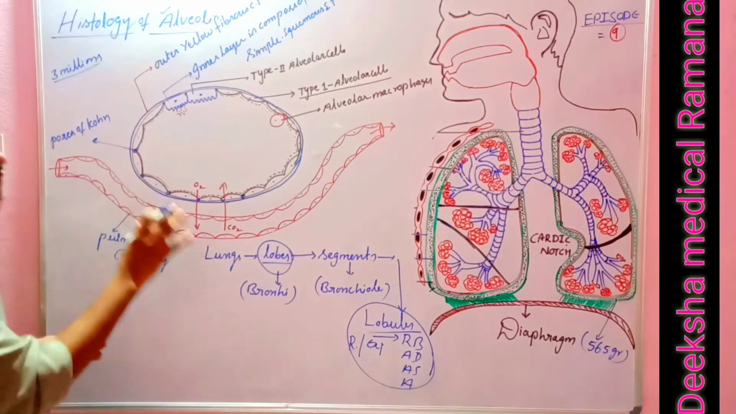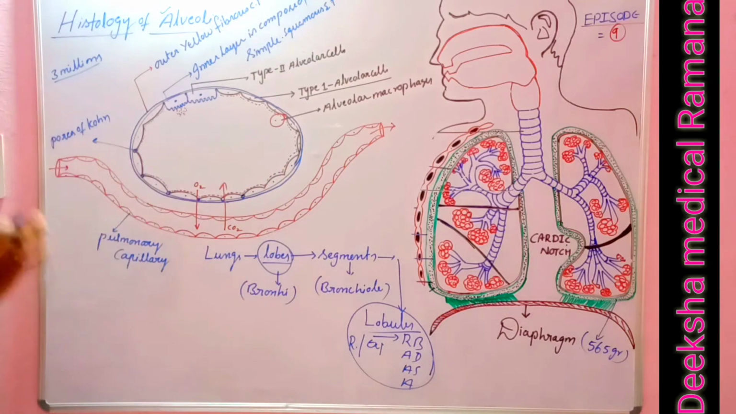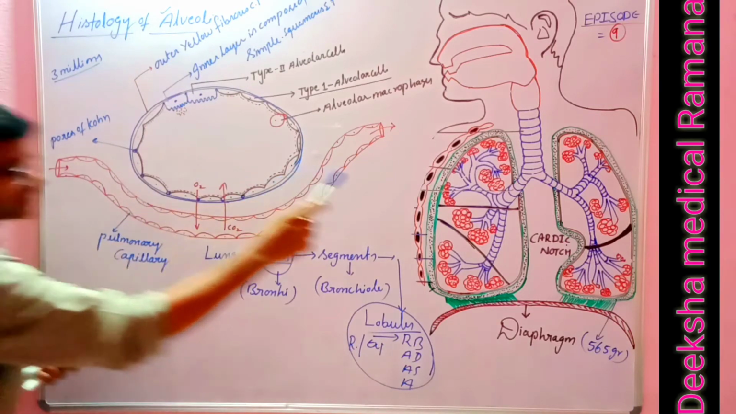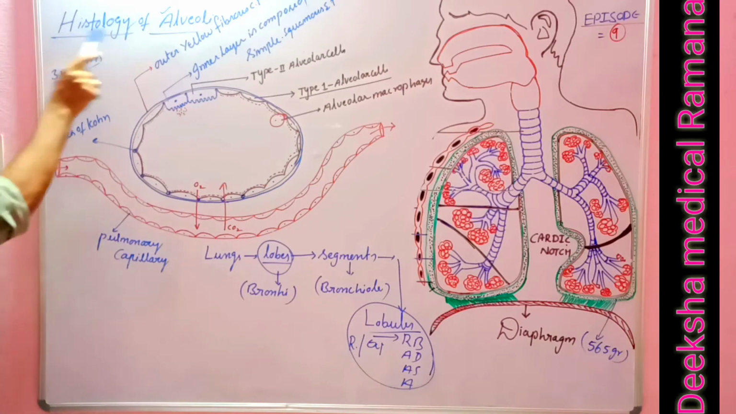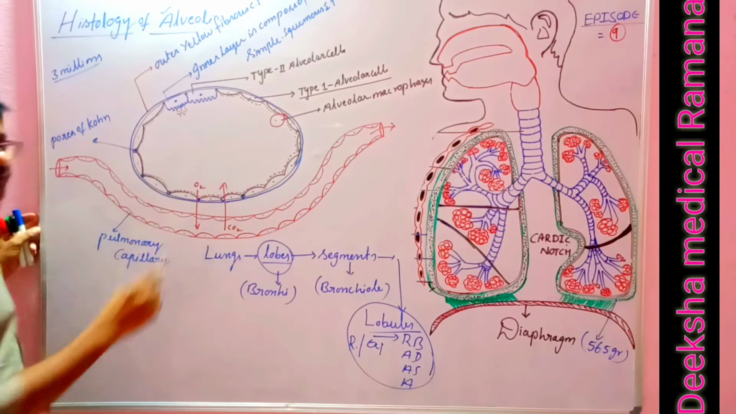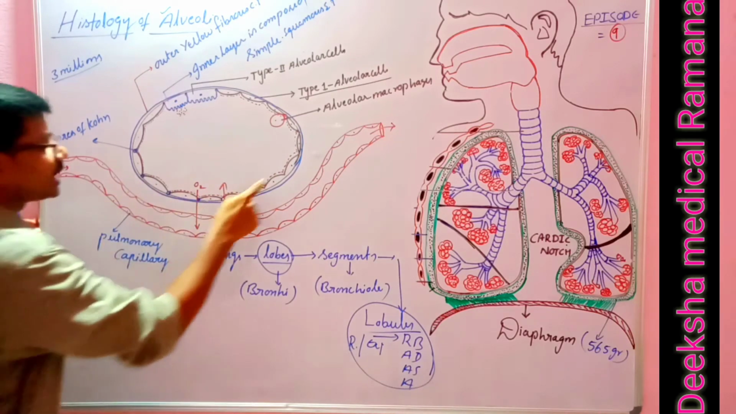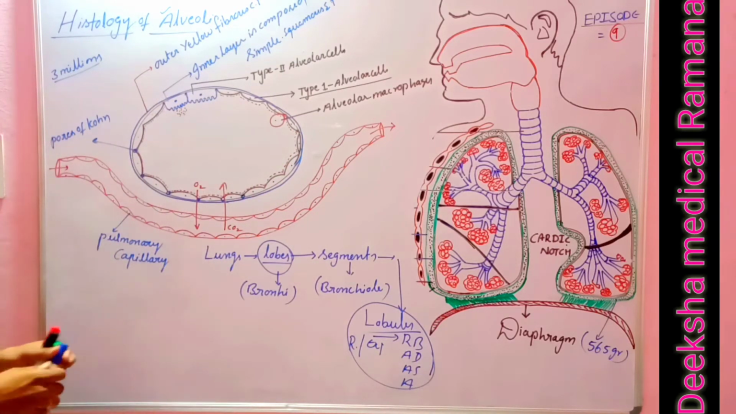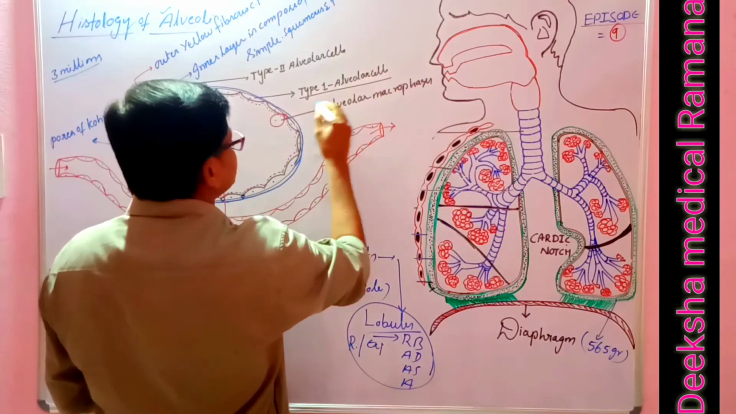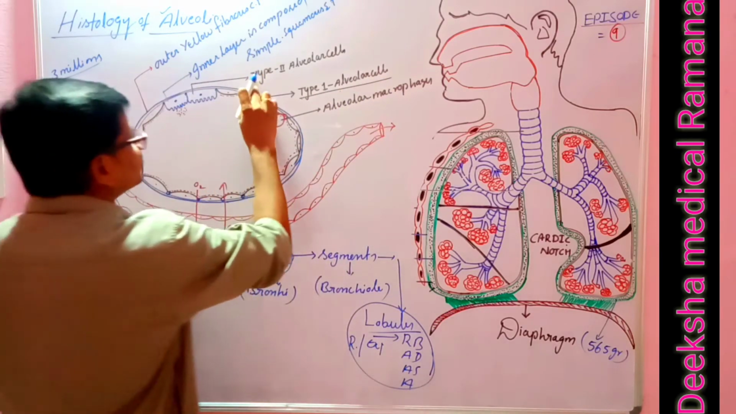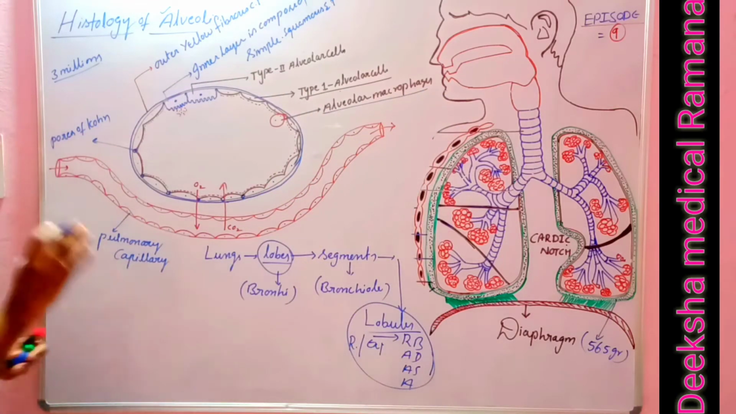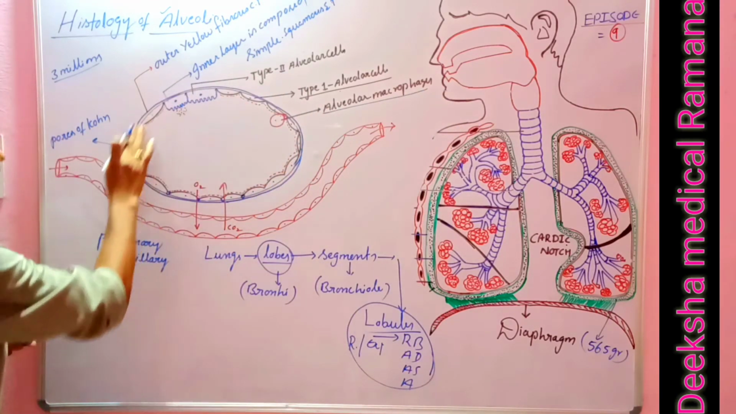Just now I said alveoli is the structural and functional unit of the respiratory system. Let me explain one of the units in the respiratory system, which we call the alveoli, that is the histology of the alveoli. Generally, each alveolus is made up of 3 types of cells. These 3 cells we call alveolar cells. The first one is type 1 alveolar cells, the second one is type 2 alveolar cells, and the third one is alveolar macrophages. There are 3 cells which form the alveoli, right?